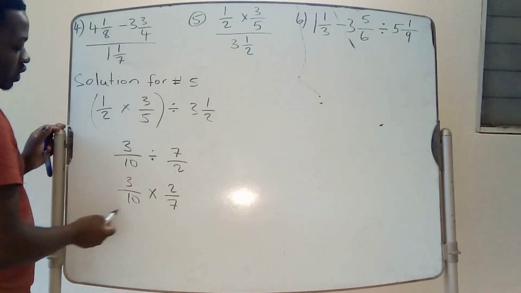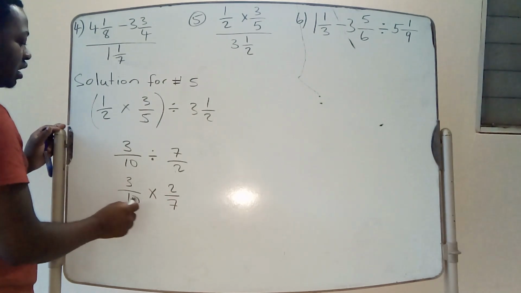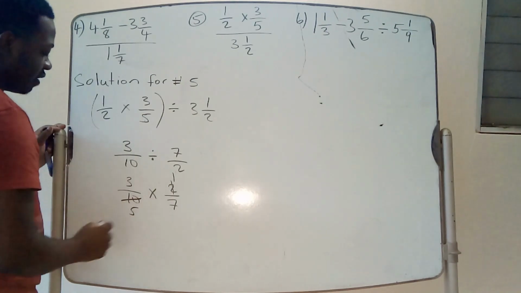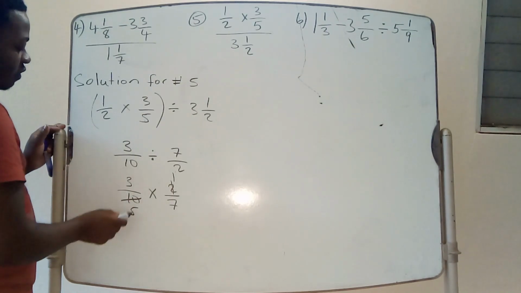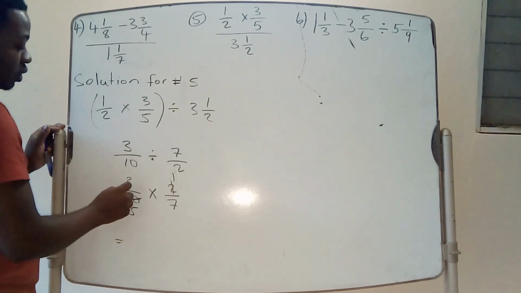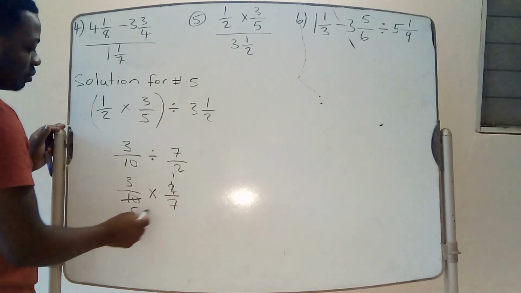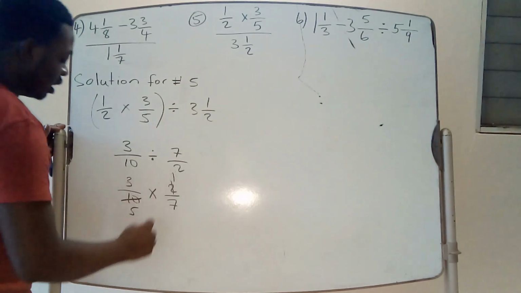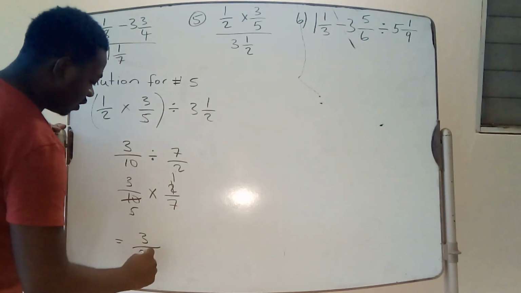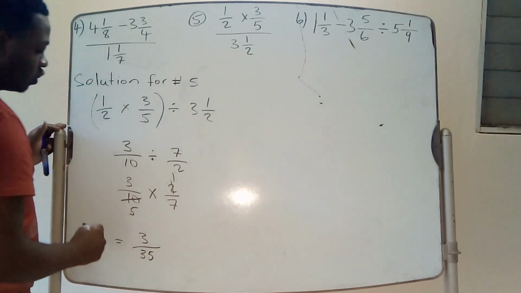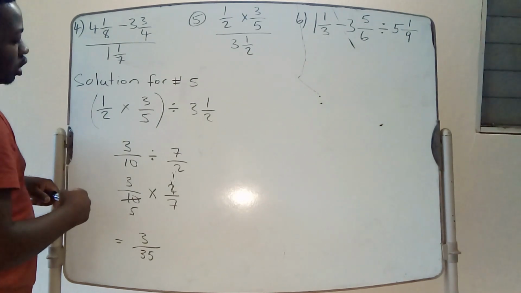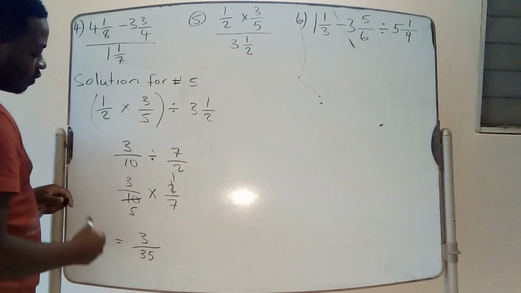Can anything be reduced? Yes, I have a 2 here, I have 10 here, so 2 into 2, that's 1, and 2 into 10, that's going to be 5. So we have 3/5 left here, and we have 1/7 left here. So all we're going to do is to multiply numerator by numerator and denominator by denominator. So 3 times 1, that's going to be 3, and 5 times 7, that's going to be 35. So our final answer is going to be 3 over 35.